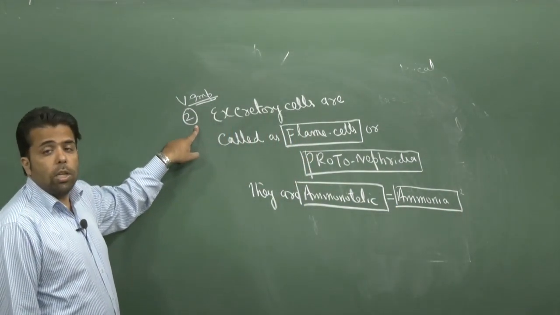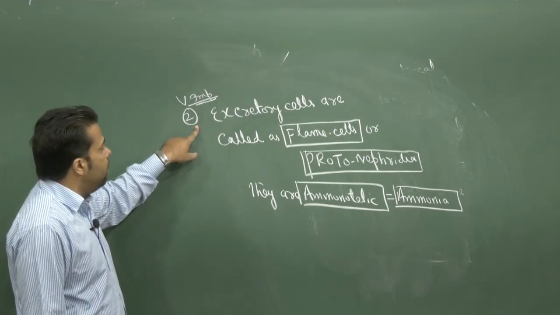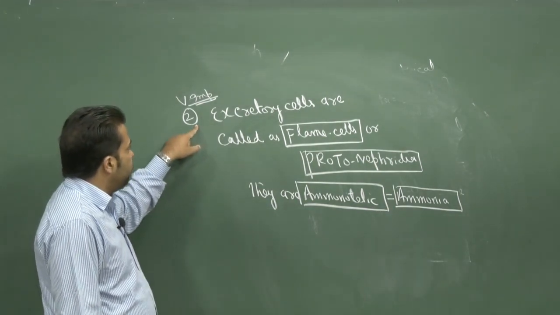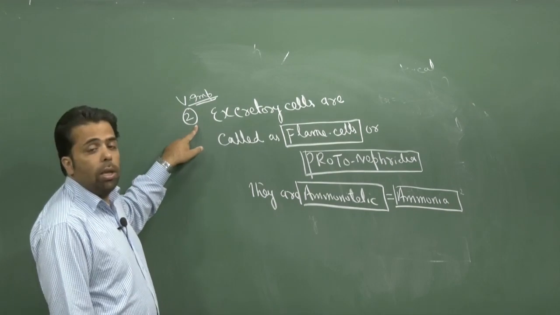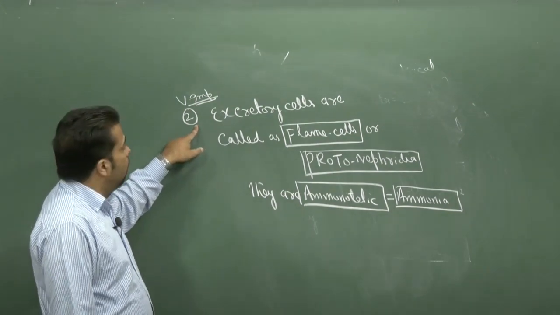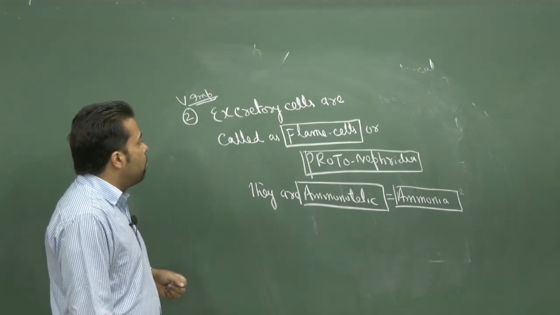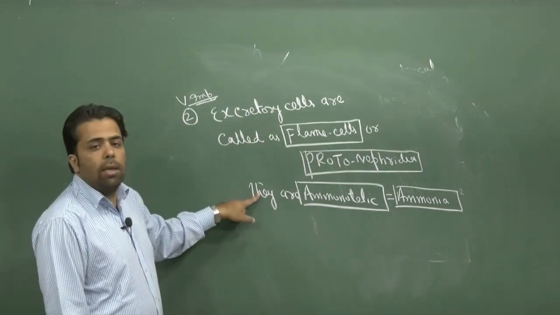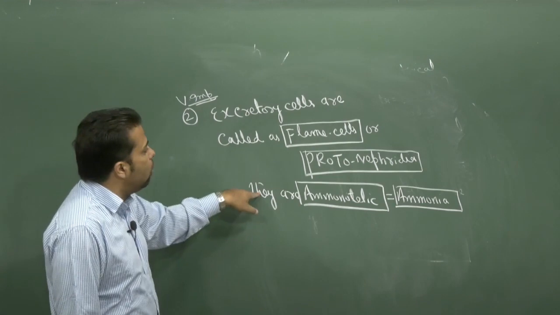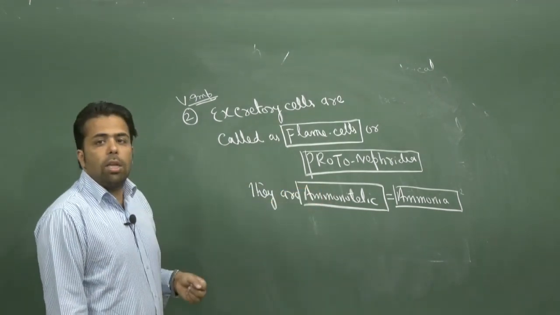So we are discussing the specialized features of phylum Platyhelminthes. Number one is the body is dorsiventrally flattened. Number two is excretory cells are called flame cells or protonephridia, and ammonia is the chief excretory product. So they are ammonotelic. That is, they excrete ammonia.